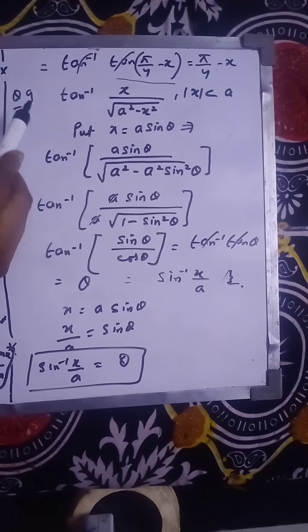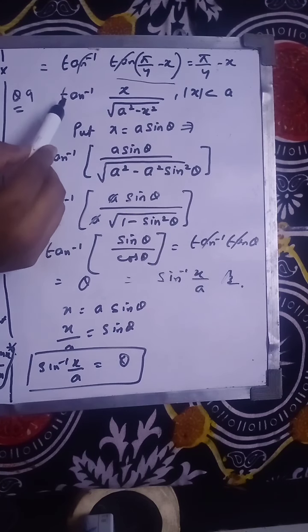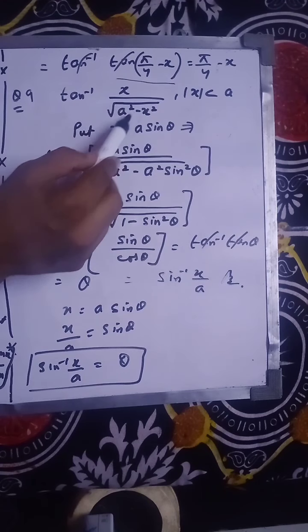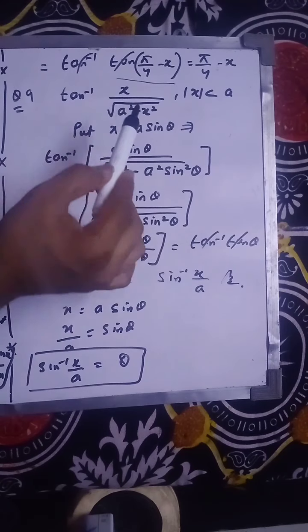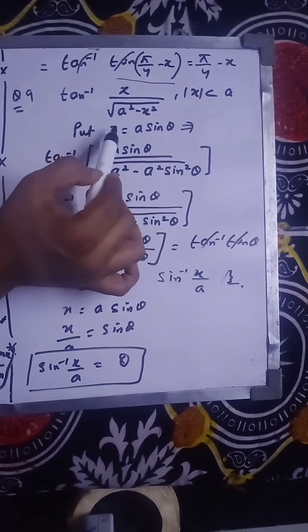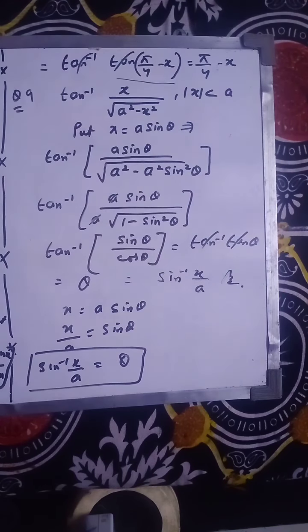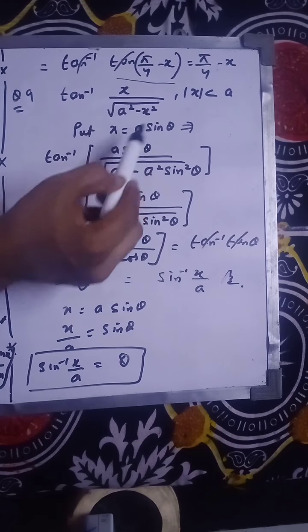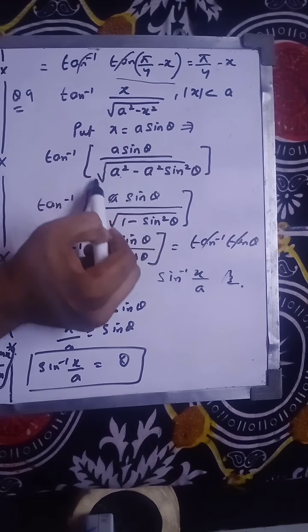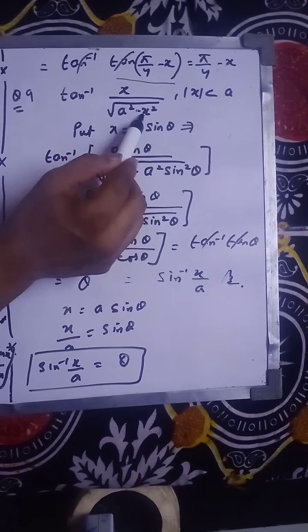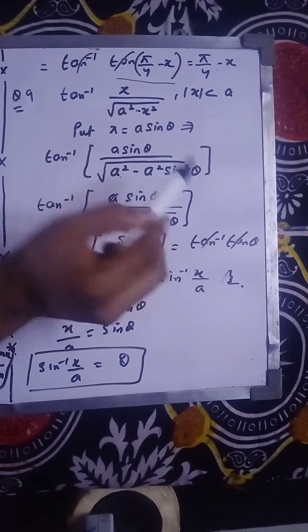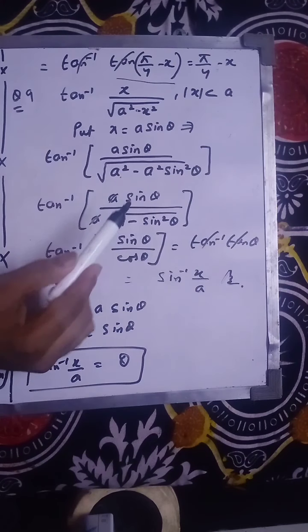Now in question number 9, tan inverse x over under root a square minus x square is given to us, and we have to write it in the simplest form. So here you have to put x equals a sin theta. When you put this value here, you will get this term. In place of x, I'm writing a sin theta over, within the under root, a square will stay the same, minus, in place of x I'm writing a square sin square theta, because here it is x square.